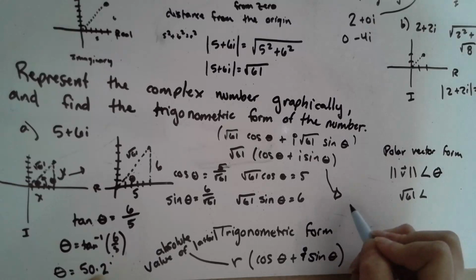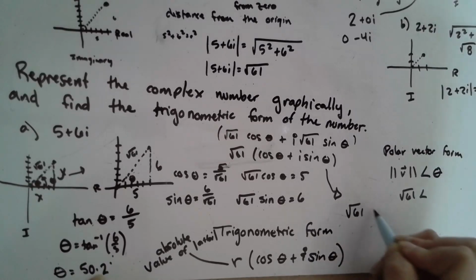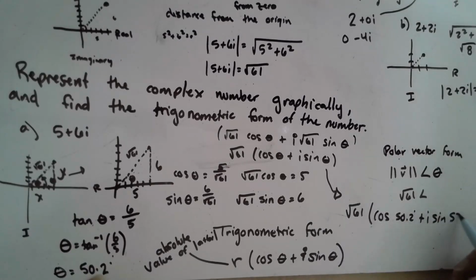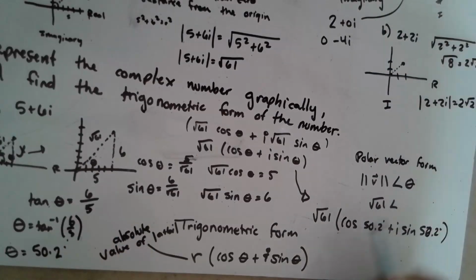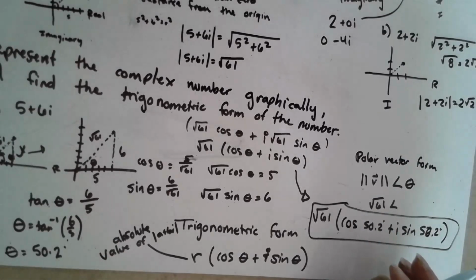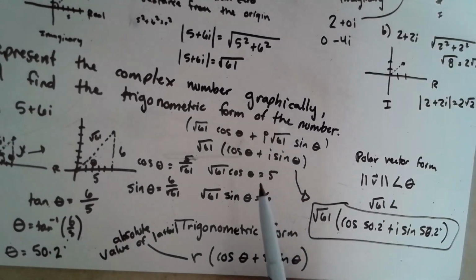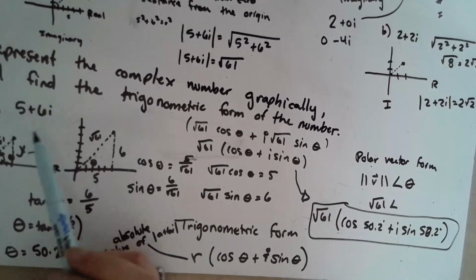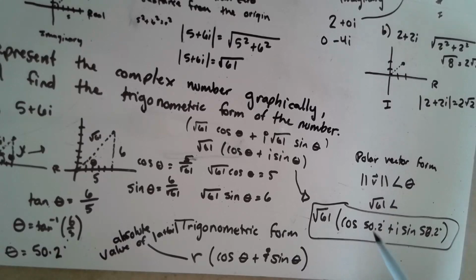So our trigonometric form is going to be square root 61 cosine 50.2 degrees plus i sine 50.2 degrees. And there is my trigonometric form. Okay. So really, we've taken something that looks very simple and made it very complex, but they mean exactly the same thing. It's just the trigonometric form.